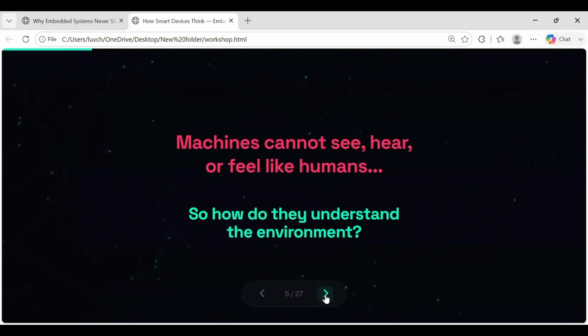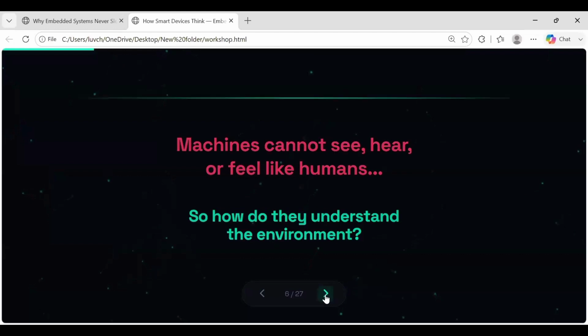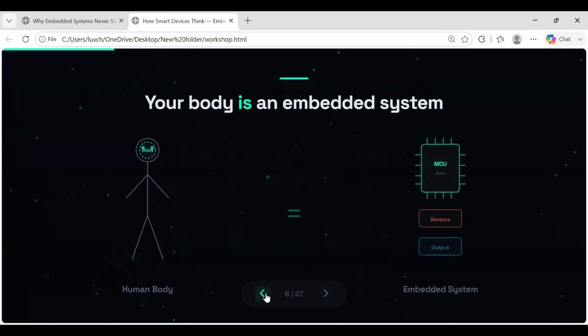Now, can anybody explain the working of a sensor? What is the fundamental working of a sensor? Your body is an embedded system. You can clearly understand very quickly what is embedded system. It is purely aligned with the human body. Your microcontroller is your human brain. Sensors are all the five sense organs that a human body consists of. And output is the response which will be created by either an embedded system or a human body.